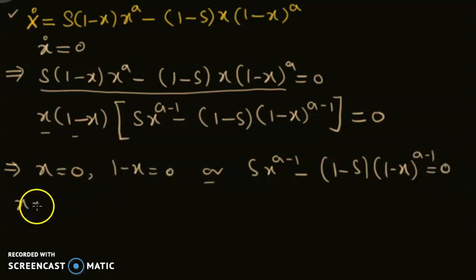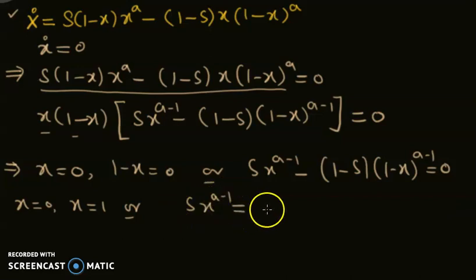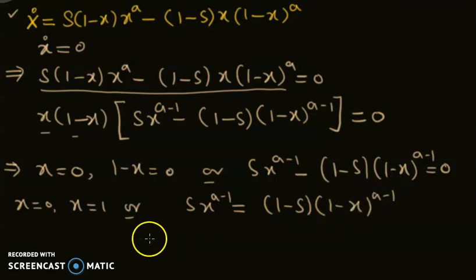And from here we know that one of these three factors has to be 0: either x equals 0, or 1 minus x is 0, or s times x to the a minus 1 equals (1 minus s) times (1 minus x) to the a minus 1. So from here we have x equals 0 or x equals 1, or I can rearrange this. What will I get? So these two are already over here, and x is 1, or so what will I get?